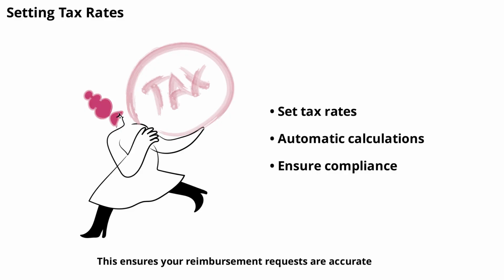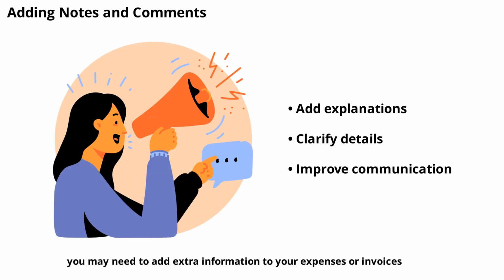This ensures your reimbursement requests are accurate and compliant with company or legal requirements. Sometimes you may need to add extra information to your expenses or invoices. Most software allows you to include notes or comments for each entry. Use this feature to explain unusual expenses, clarify details, or provide context for your employer. Clear communication helps speed up the approval process.